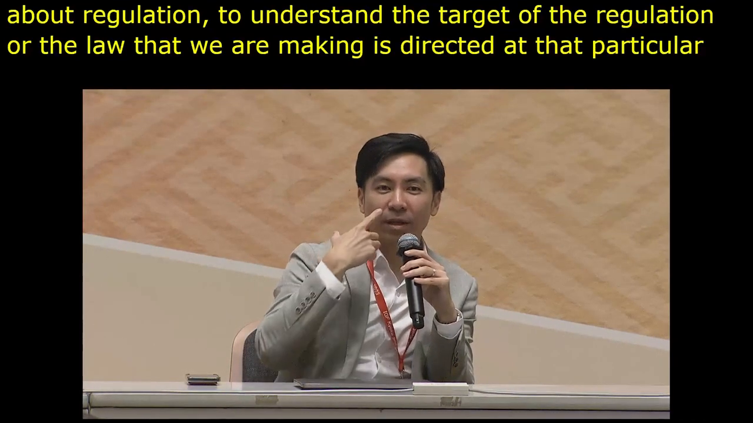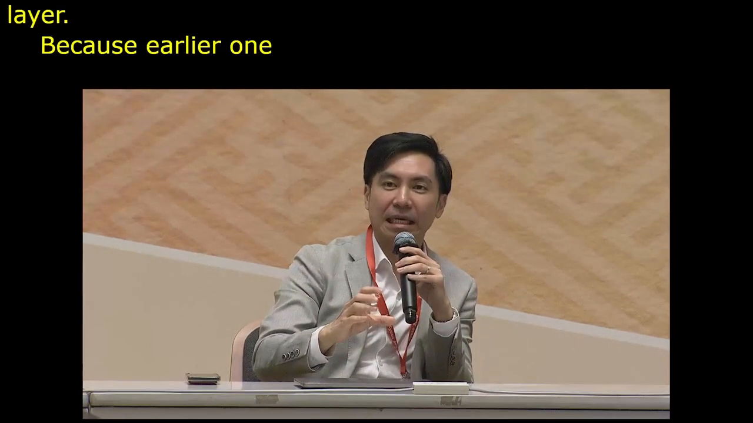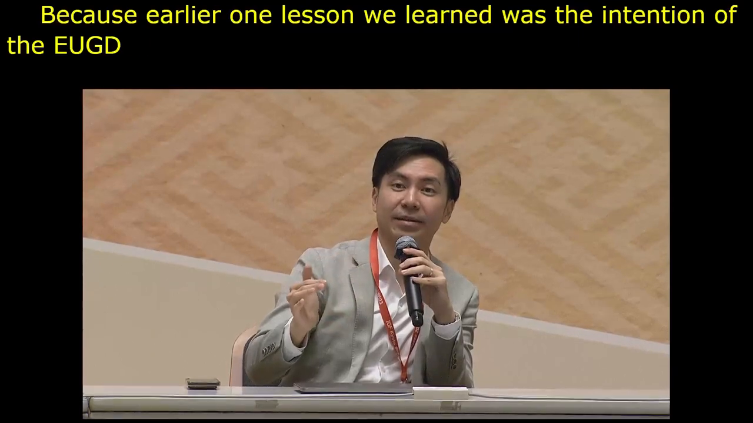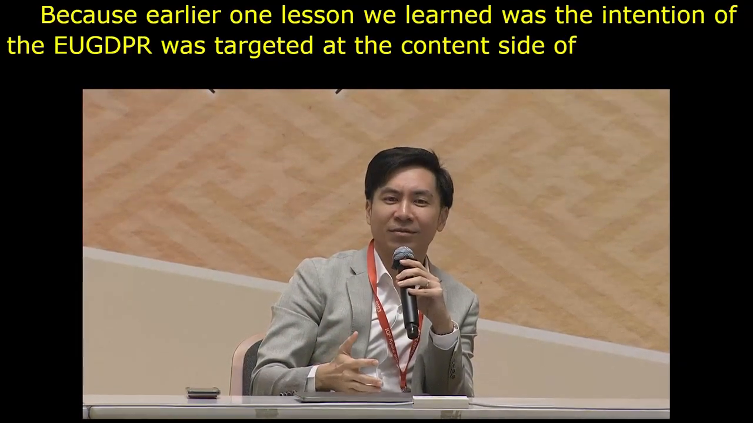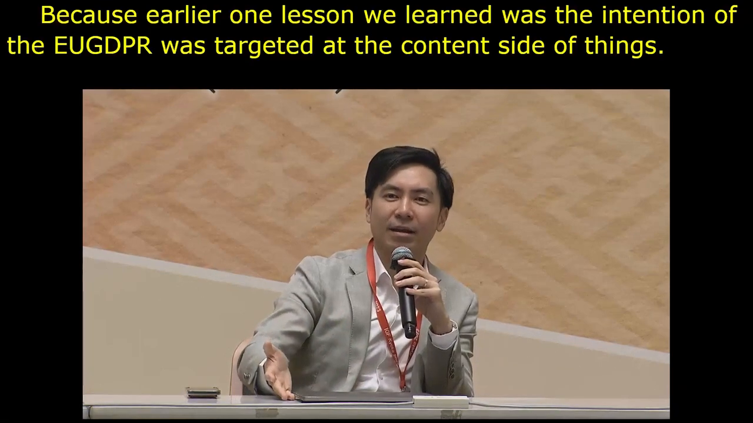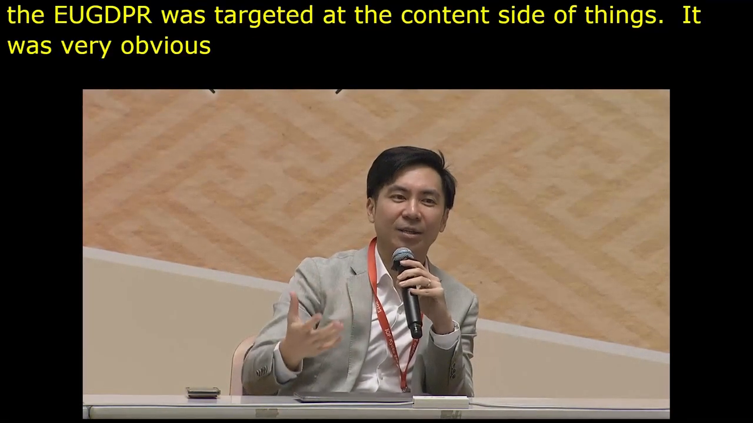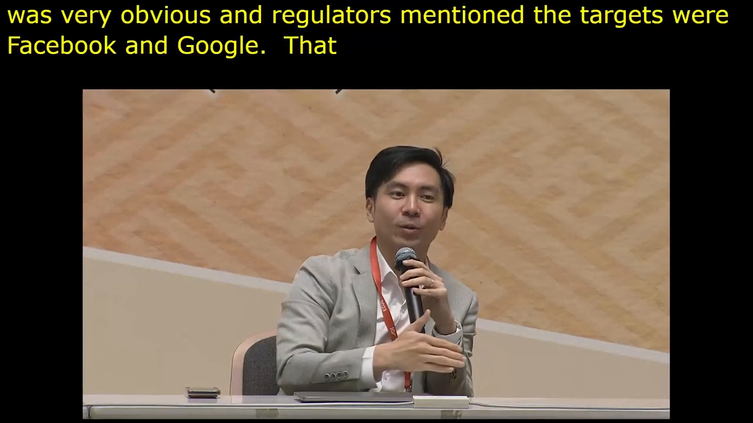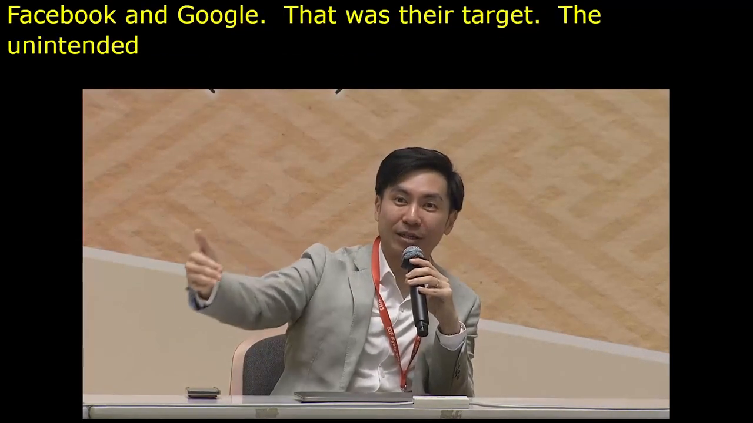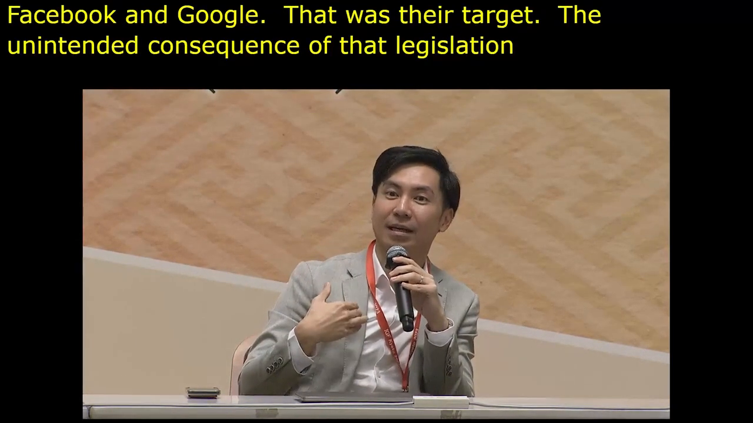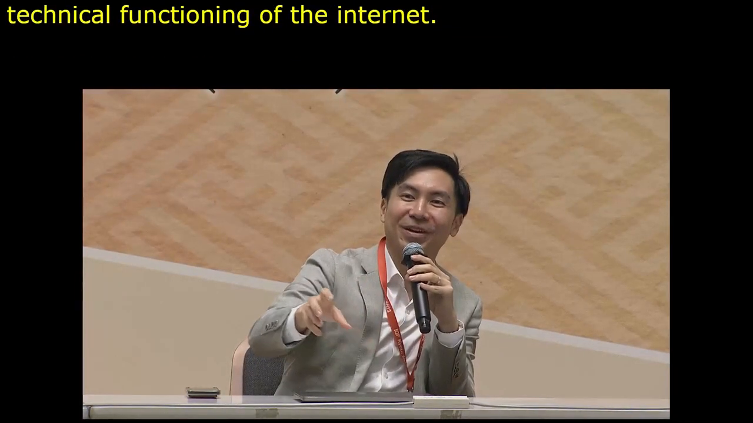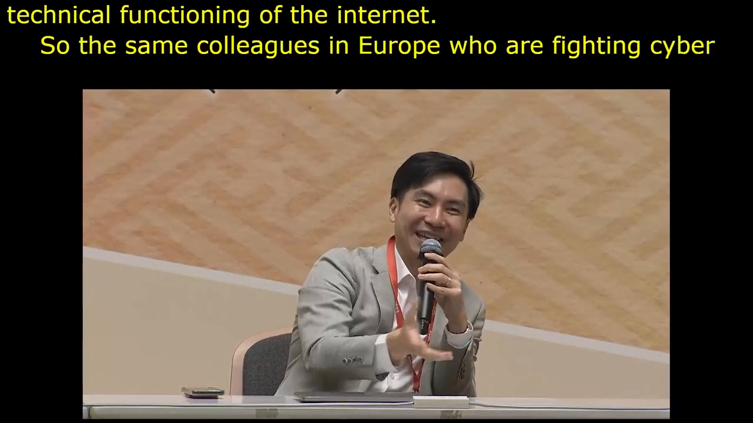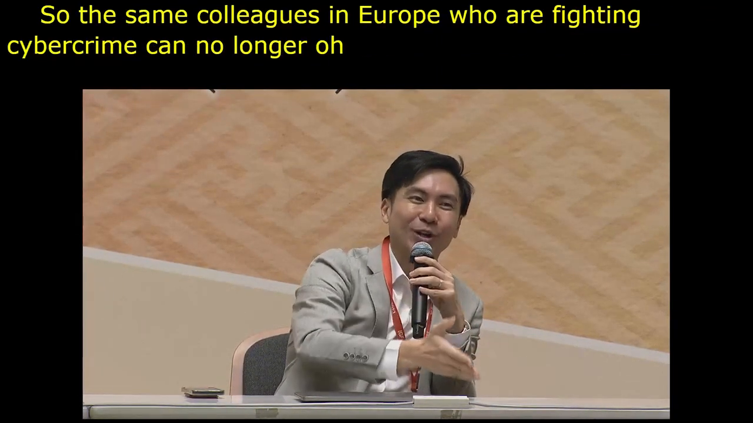Earlier, one lesson we learned was that the intention of the EU GDPR, for example, was really targeted at the content side of things. It was very obvious, and the regulators themselves mentioned the targets were Facebook and Google. But the unintended consequence of that legislation actually hit the technical functioning of the internet. The same colleagues in Europe who are fighting cybercrime can no longer use the system that's now blocked by the colleagues on the legislation side who worked on data privacy.